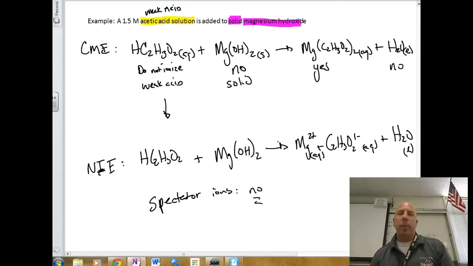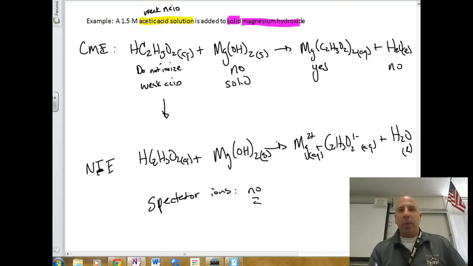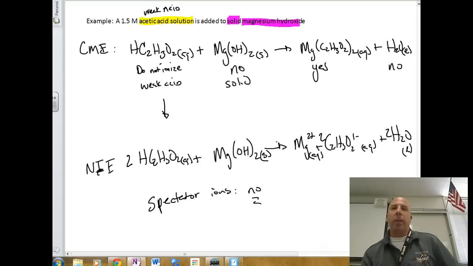So our neutralization reaction occurs this way. I'm going to put some state symbols in here, aq, aq, and liquid. Okay, there we go. And the last thing I have to do is balance. So I'm going to put a 2 in front of my acetic acid, a 2 in front of my acetate, and a 2 in front of my water, just to balance everything out.